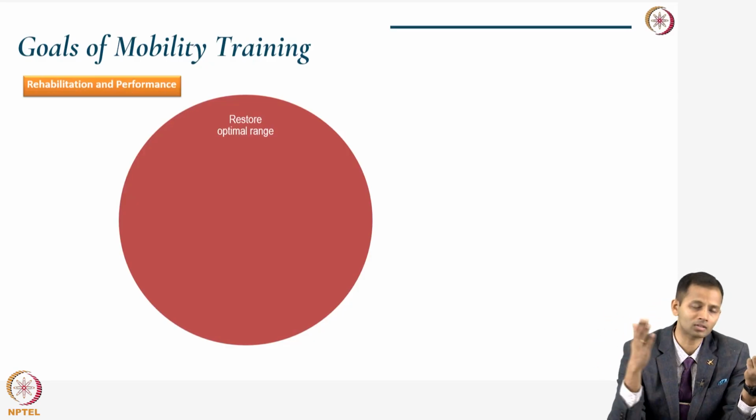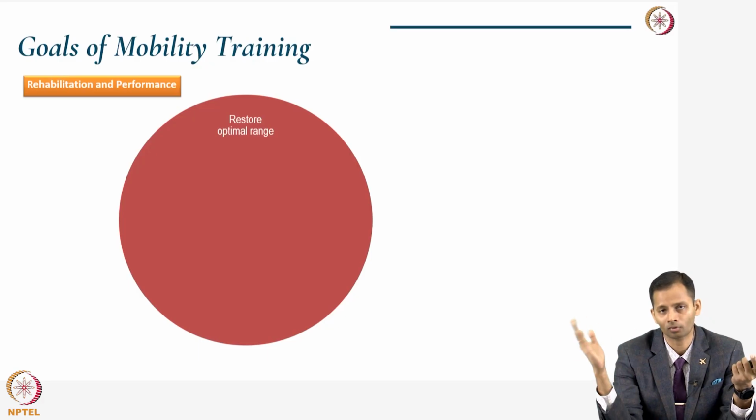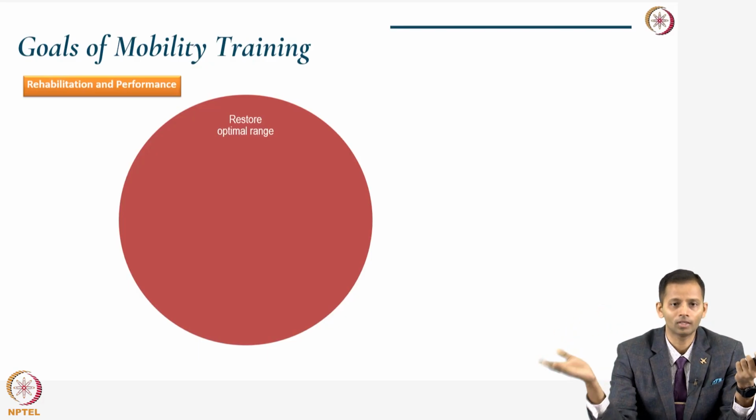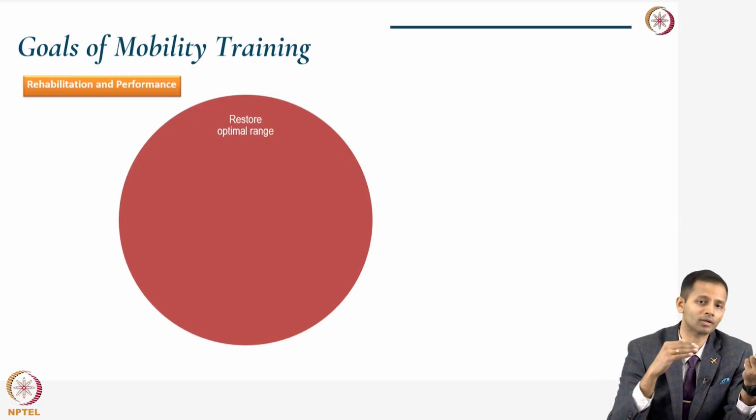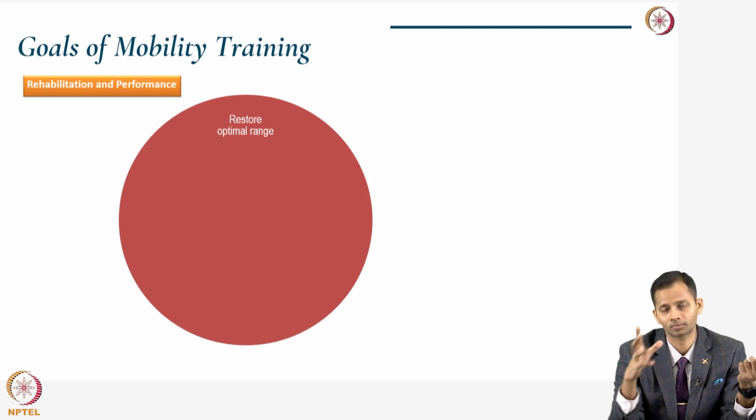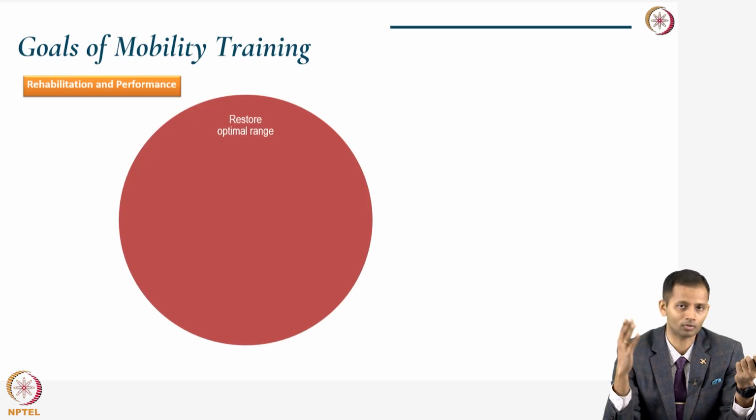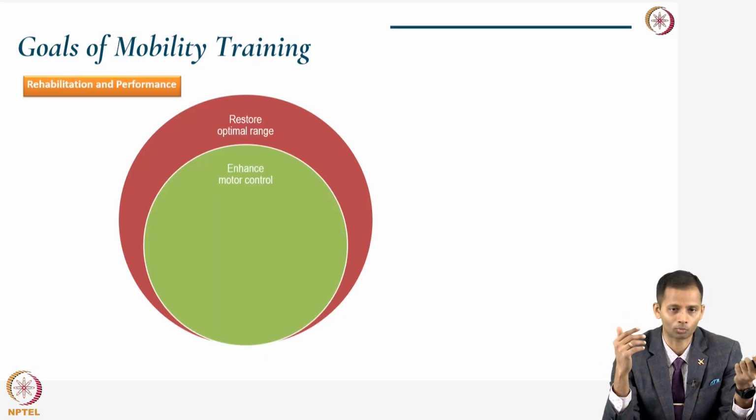In case of rehabilitation, it would be a pain free range, gradually progressing to the maximum full range of motion. Whereas in case of sports training, it will be to reach an optimal range as per the joint angle that is required in a particular joint to execute the action in that sport.